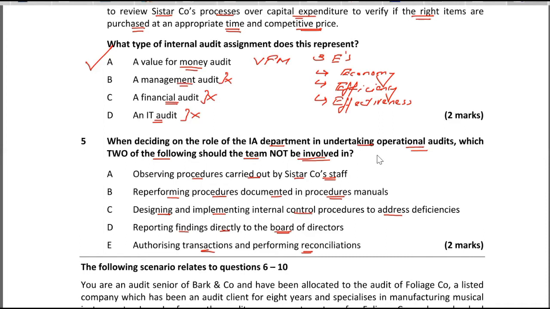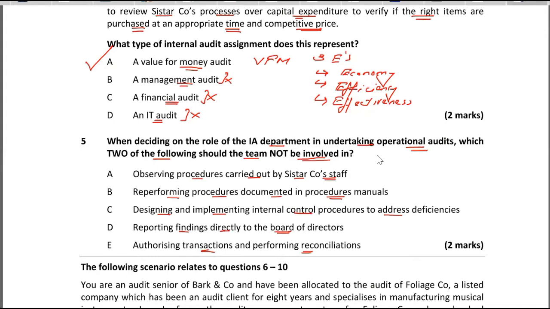Observing procedures carried out by staff. Yes, because the internal audit department is there for the review, so they should do this. Reperforming procedures, yes, because they need to confirm whether those procedures are conducted correctly.